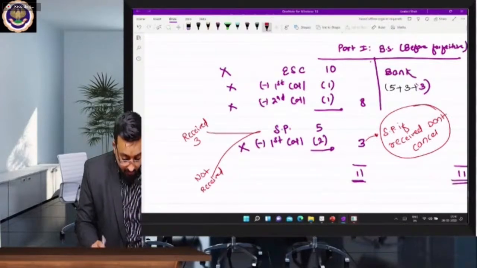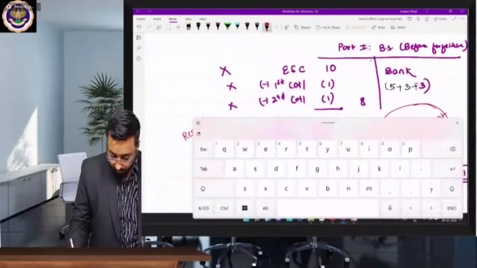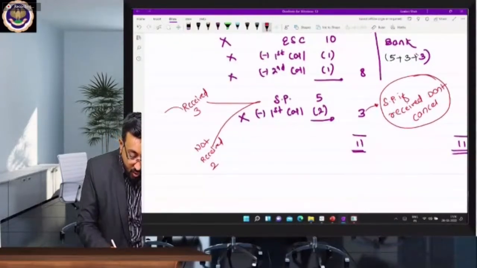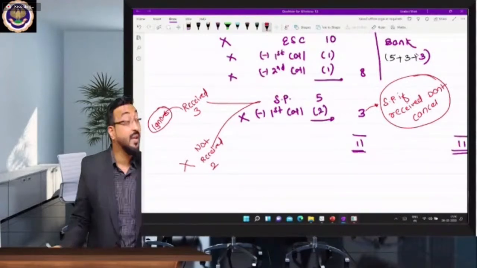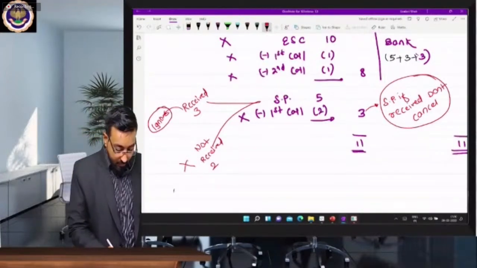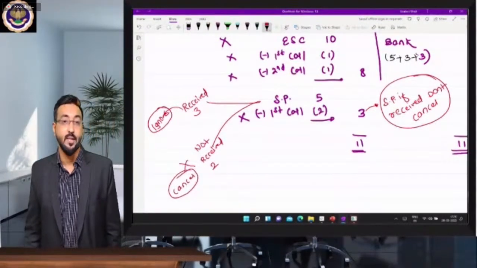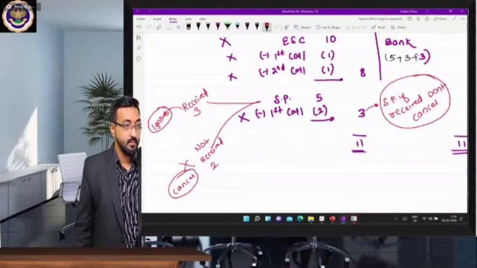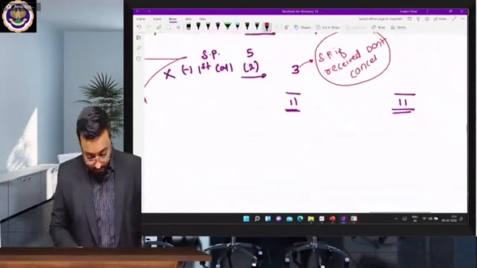Received 3 and not received 2. Received 3, ignore, and not received 2, cancel. Which are you going to cancel? Not received. Not received you are going to cancel. You got this concept? Very important.